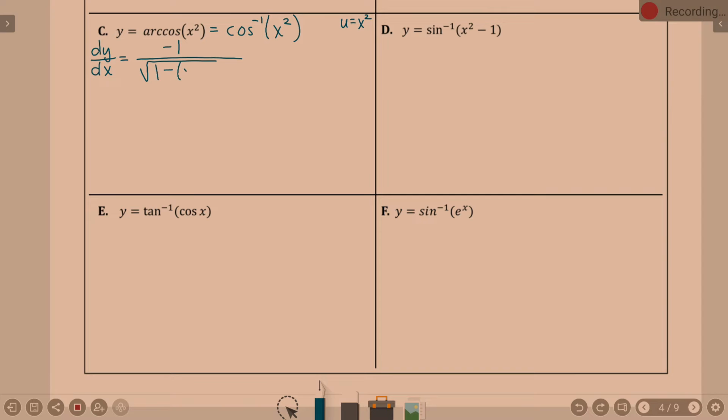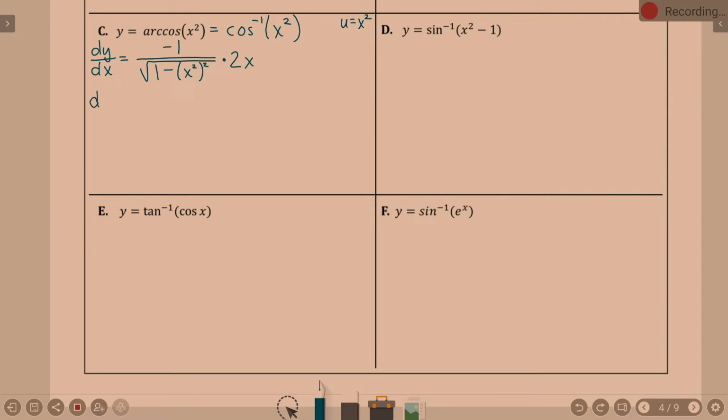Is it multiplying whenever it's on the outside? When it's a power raised to a power, it is a multiplication. Okay, so now it's the negative 1 over the square root of 1 minus u squared, so that's (x squared) squared, and then times 2x, because that is the derivative of x squared.